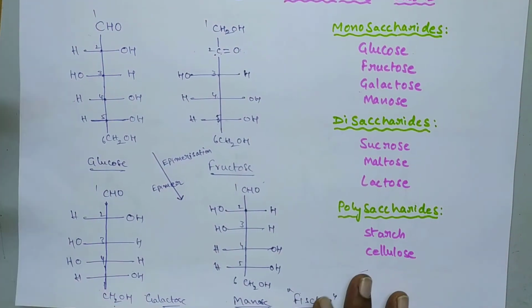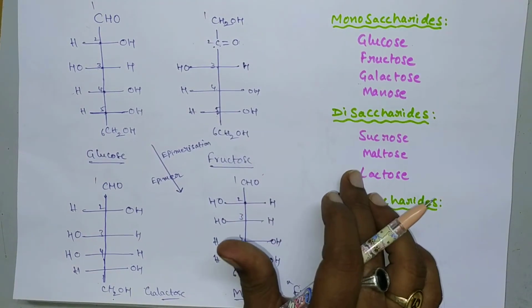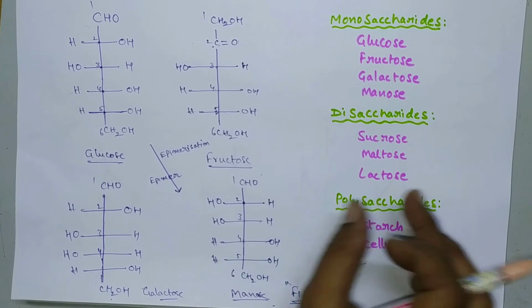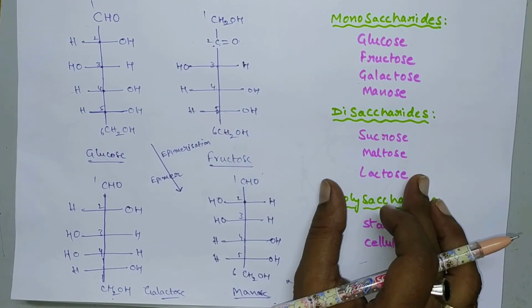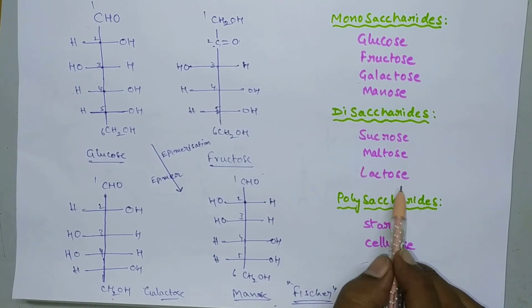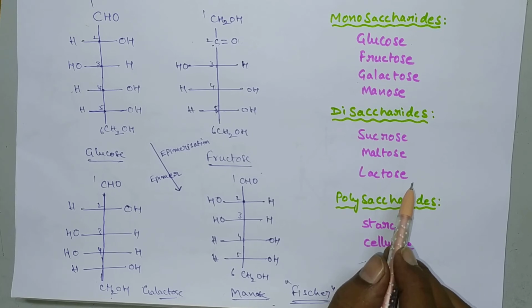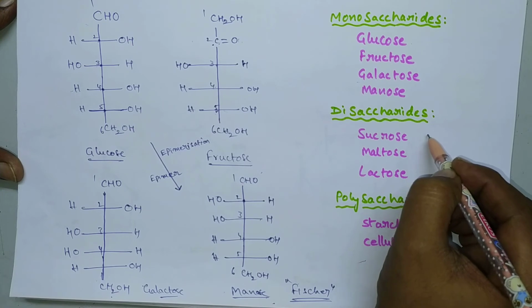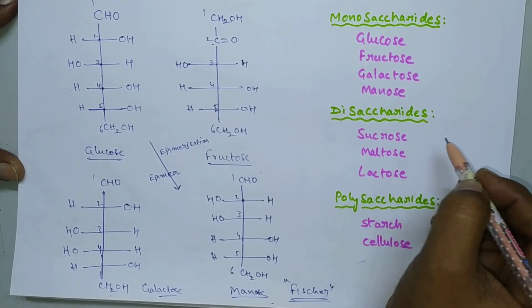If there exist 2 monomer units, then it is called a disaccharide. That means upon hydrolysis of these disaccharides, we get 2 monomer units. That means 2 monosaccharides. So what are the 2 monomer units present in the disaccharides? We have to check. Here in case of disaccharides, there are 3: sucrose, maltose and lactose. In case of sucrose, there exist 2 moieties. One is glucose, other one is fructose. So remember carefully.